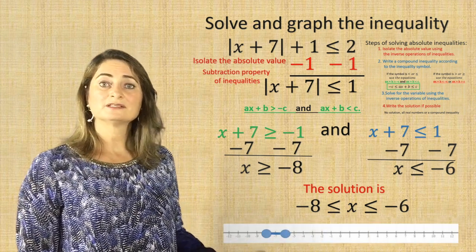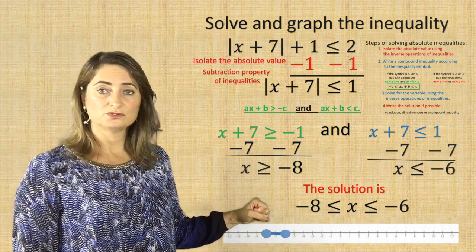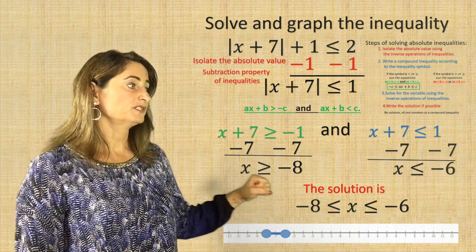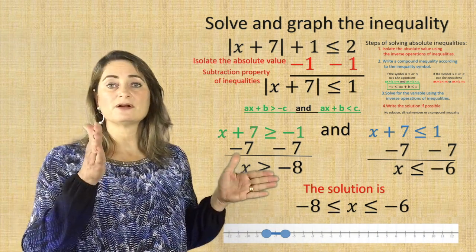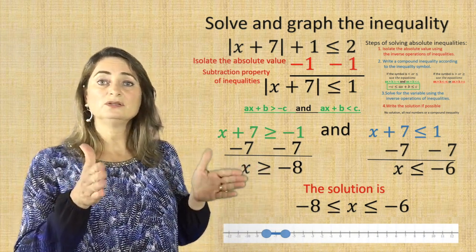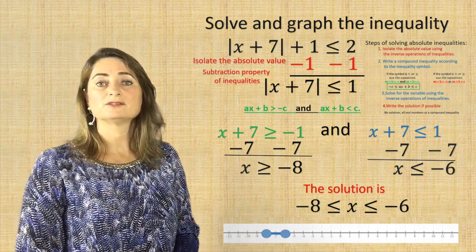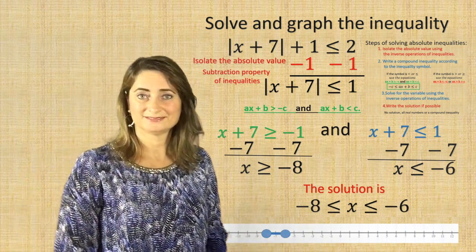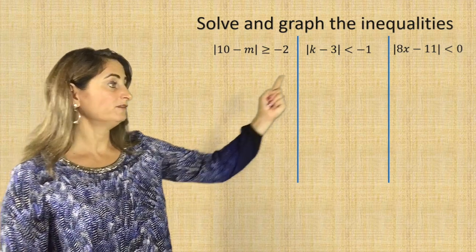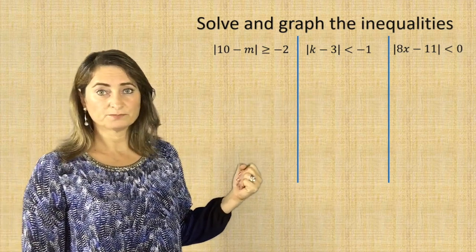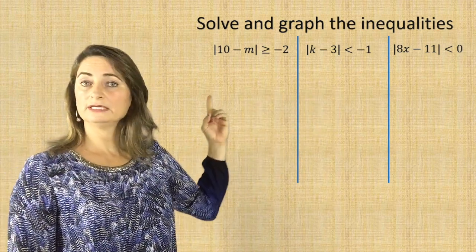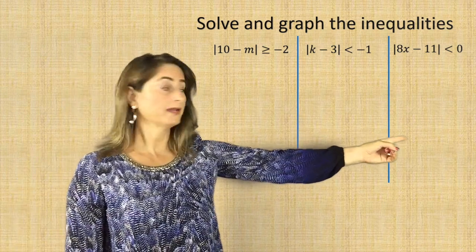To graph it, this is the graph. Use closed circles on -6 and -8 because it starts from -8 to -6 only. That's the graph of a compound inequality joined with the word and. Now let's practice solving and graphing the inequalities if possible. You have 3 examples. Let's start with the far right.